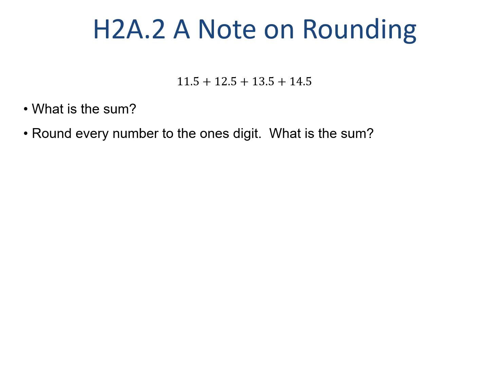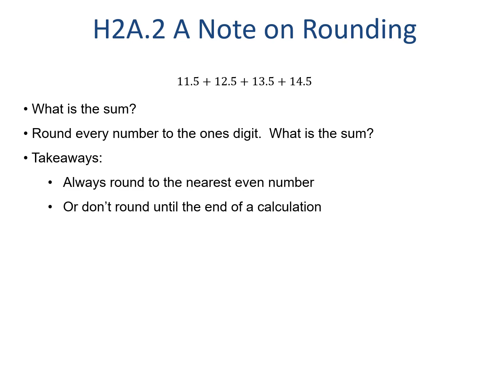If you happen to be like me, you probably had a teacher tell you at some point that you should always round 0.5 up to the next number. If you actually do that, you can end up with systematically larger numbers. In this case, it would give you 54 instead of 52 because you'd be adding 12 plus 13 plus 14 plus 15. So instead, we're always going to round to the nearest even number because that will prevent us creating systematically high results. Or even better, we're never going to round until we get to the very end, whenever possible.